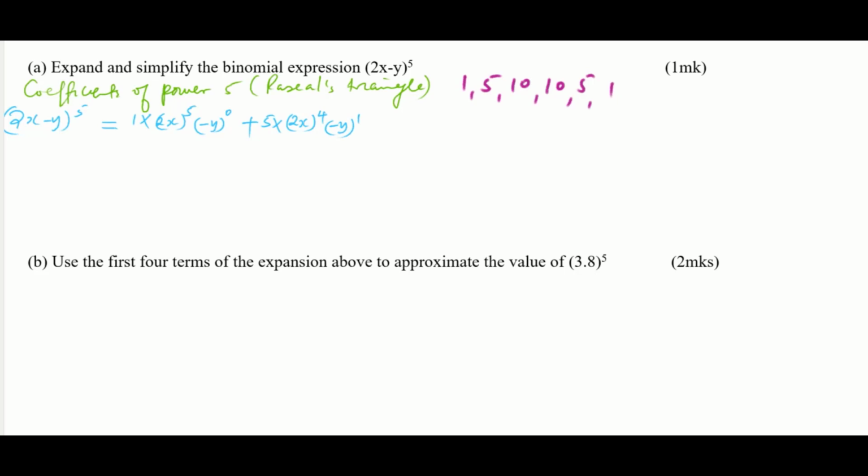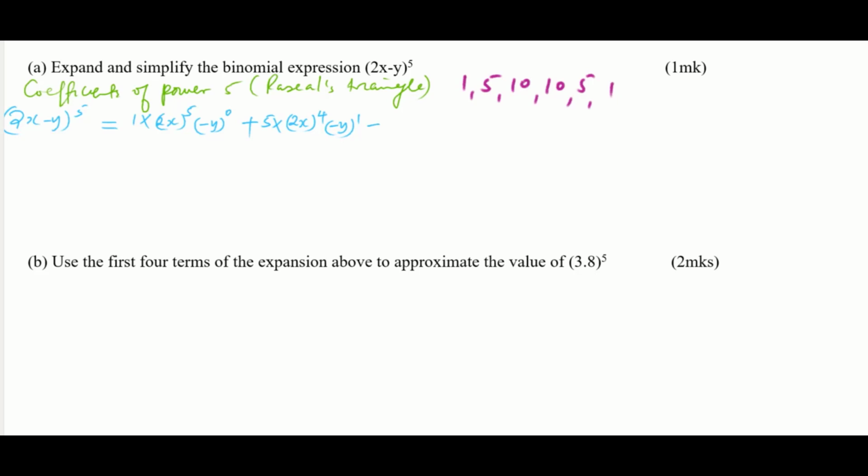So you can note what is happening. The first term is 2x. 2x starts from power 5, then it is decreasing. So here it was power 5, it is power 4. The second term, negative y, starts from power 0, so it is increasing.